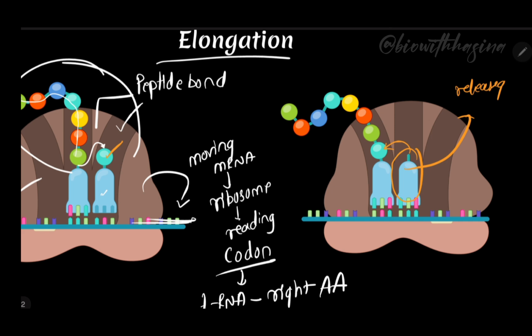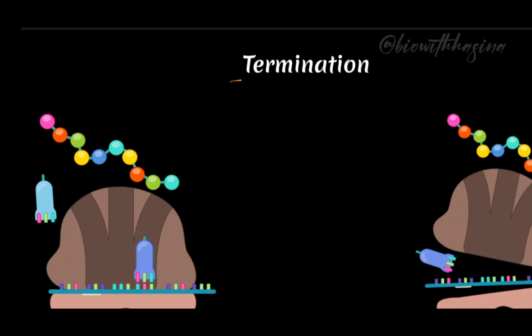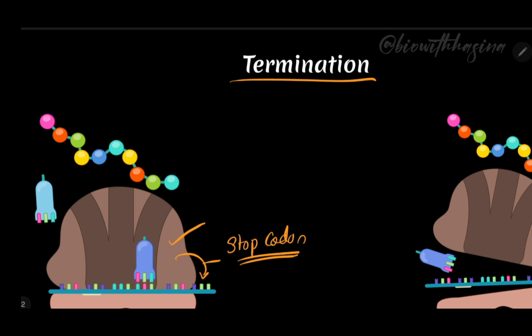Now we are very close to our last step, that is our termination. So this is your termination. What happens when this ribosome reaches the stop codon? Which is your stop codon? The UAA, UAG, and UGA. The stop codons are also known as nonsense codons.